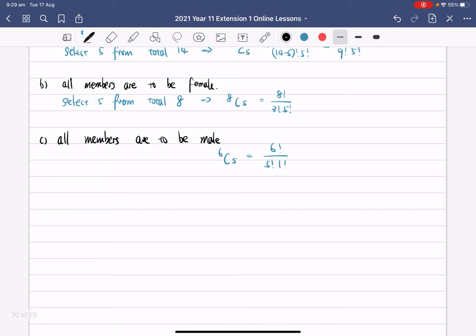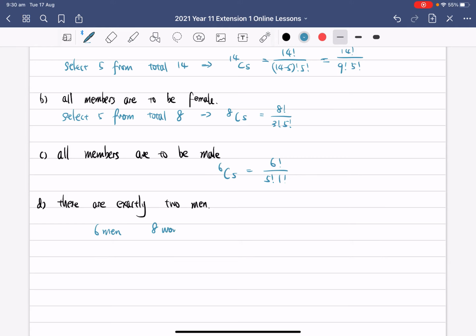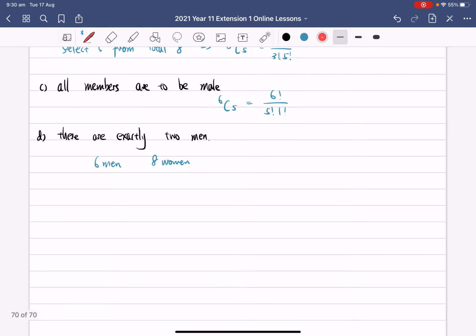Next, exactly 2 men. We're going to have a committee with exactly 2 men. How would you do this question? For this question, we need to think about groups. We have 6 men in total, and we've got 8 women in total. We are going to select 2 men, exactly 2. So we can only select from the 6, and the answer here will be 6C2.